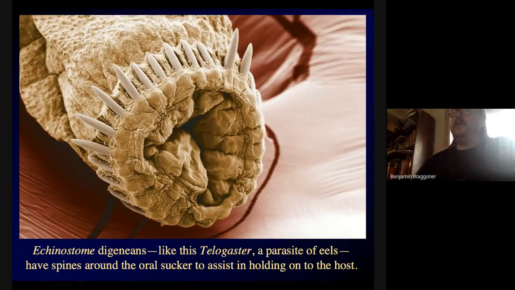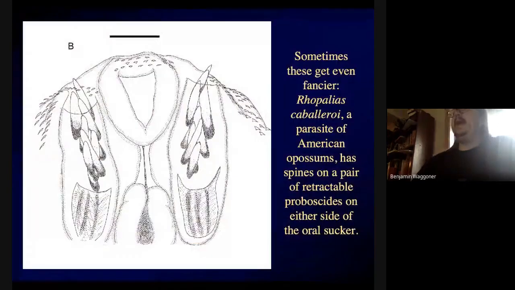There are some that are also called echinostomes because around the oral sucker they've got some spines that assist in holding on to the host. So you can see the spines very clearly looking like kind of a crown around that oral sucker. And sometimes there's even fancier attachment organs. This is a parasite of possums, Rhopalius caballeroi. The oral sucker is there in the middle, and on either side, you can see a grouping of fairly large spines.